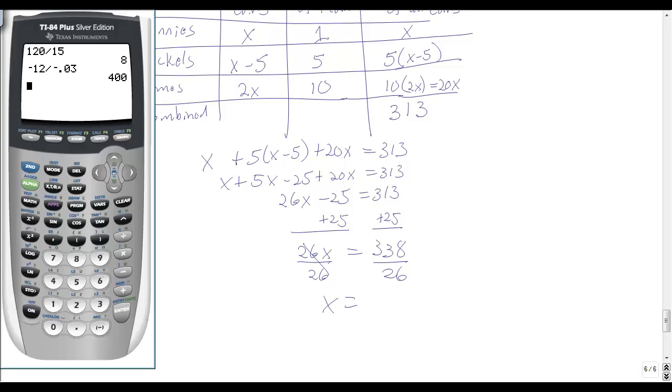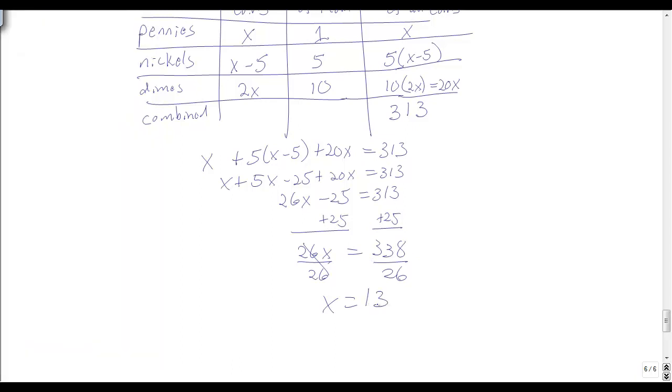This is one I might go to my calculator for, just to make sure I get it right. Honestly, I'd probably try to do this in my head a bit, but it makes more sense to use the calculator. 338 divided by 26 is 13. So 13 is the number of pennies. I have 13 pennies. 13 minus 5 is 8 nickels. And 13 times 2 is 26 dimes.